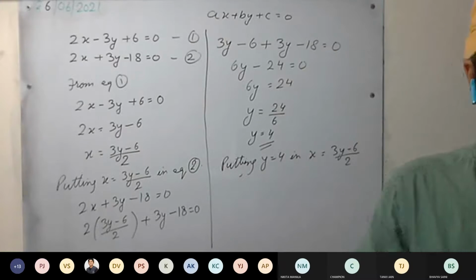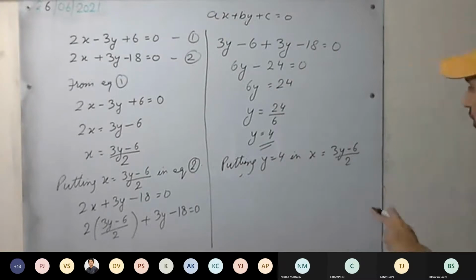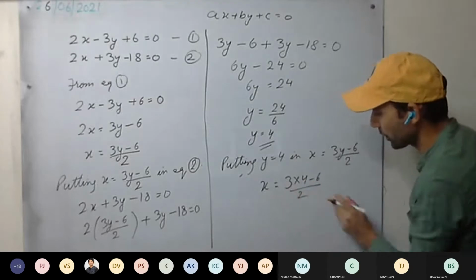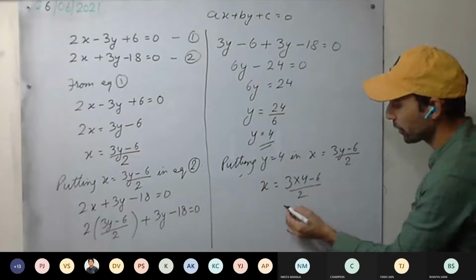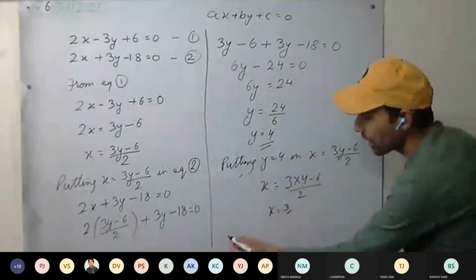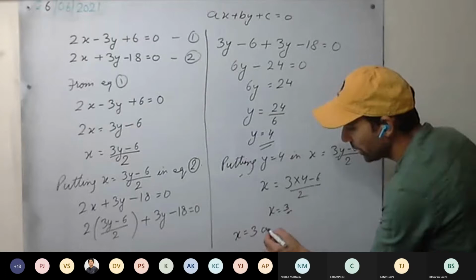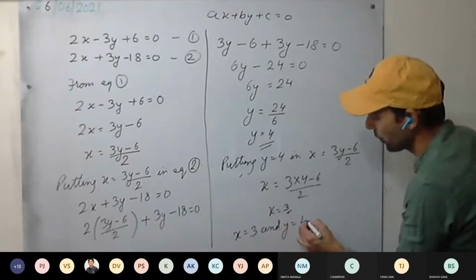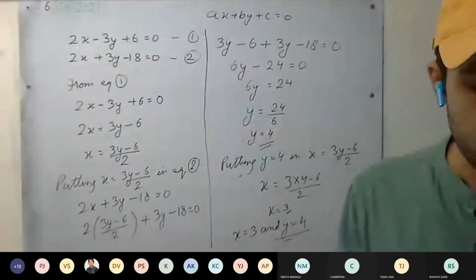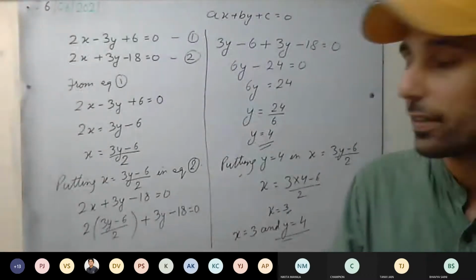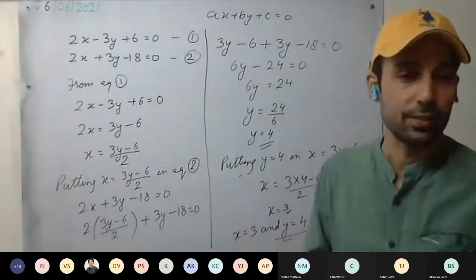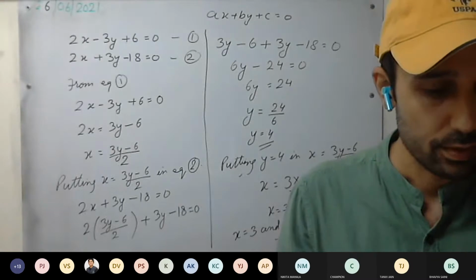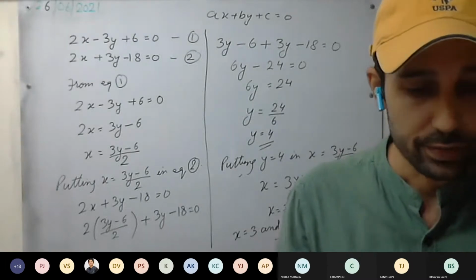You get 3. 3 will be the answer. x equal to 3 into 4 minus 6 divided by 2, 12 minus 6, 6 divided by 2, so x equal to 3. At last, you have to write x equal to 3 and y equal to 4. This is your answer. Everyone got it? Anyone have doubt? Okay.